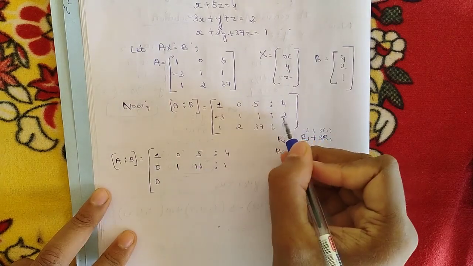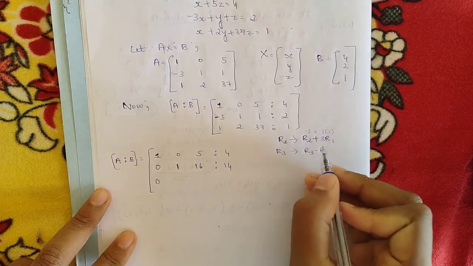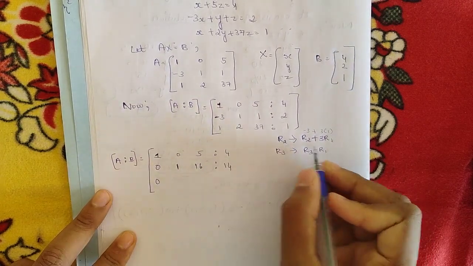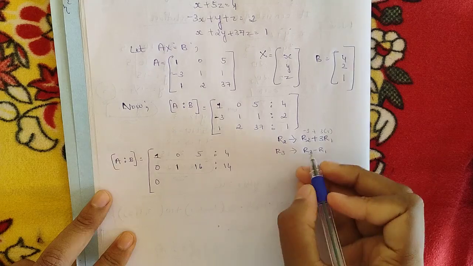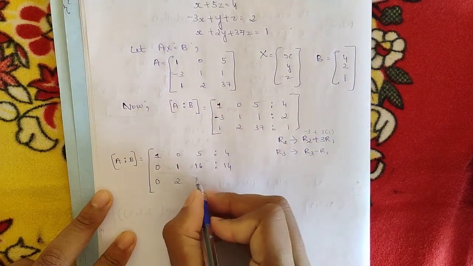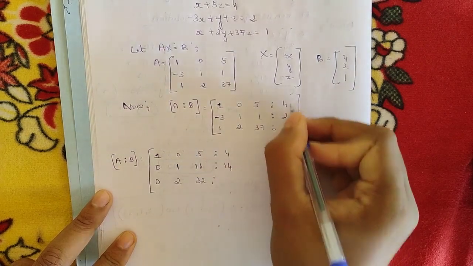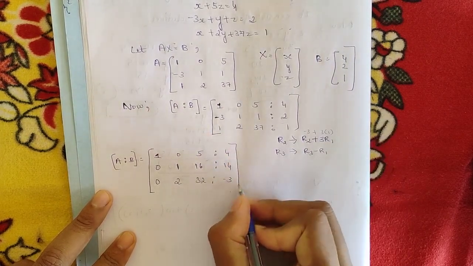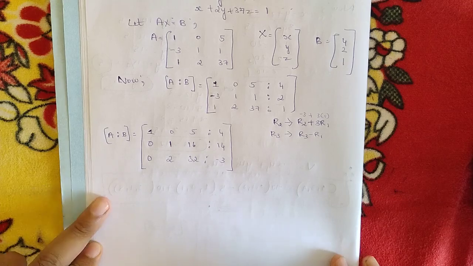So this is 2, right? 2 plus 12 is 14. Then the next term, that is R3 minus R1: 1 minus 1 is 0. Then 2 minus 0 is 2. 37 minus 5 is 32. 1 minus 4 is minus 3. Okay, so this is the new matrix now.